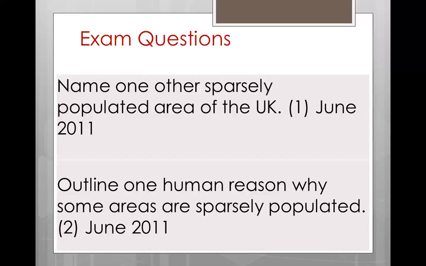Second one: outline one human reason why some areas are sparsely populated. The key here is connectives. You need to be saying why. So one human reason could be that the southeast UK has a large number of jobs, and if this was for a densely populated question, you'd be saying the southeast is densely populated due to having a large number of jobs, meaning that people can be employed on a high standard of living. So that's the kind of thing you need to be writing. Now have a go at a sparsely populated question. Pause the video, answer the question.